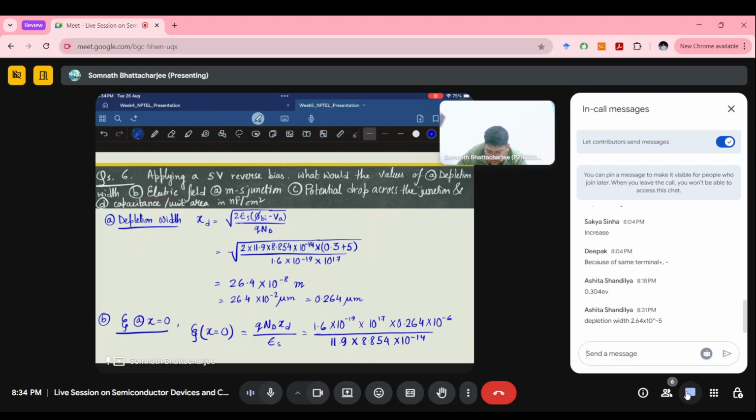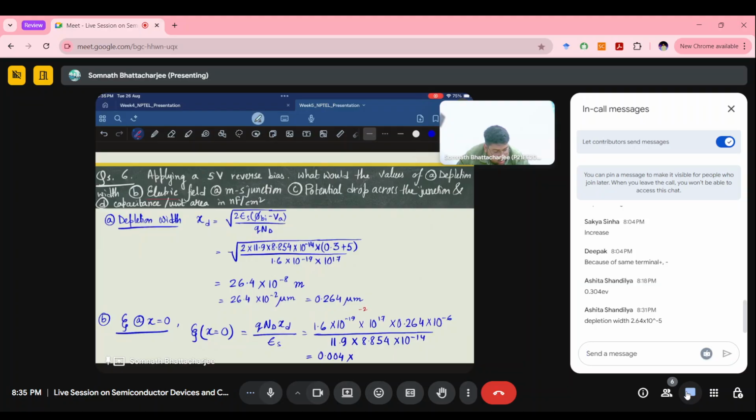I have to recalculate it again. So 10 to the power 16, 0.264 divided by 11.9 divided by 8.854. So what we get is the value of this. So this is 0.004, and there are multiple zeros. Just remove those. So we have 10 to the minus 2, 10 to the minus 8 divided by 10 to the power minus 14. So the values are 10 to the power minus 14, and so just write it down.